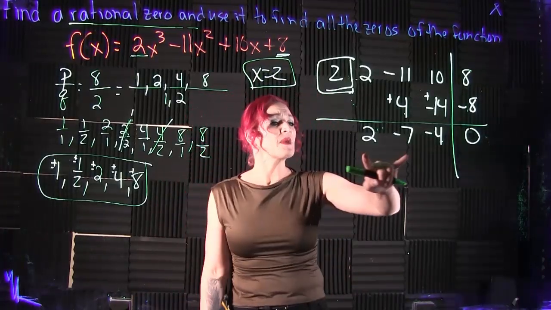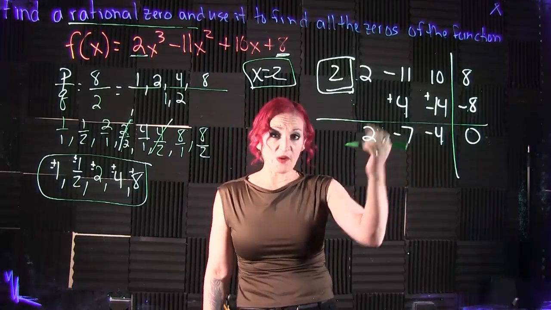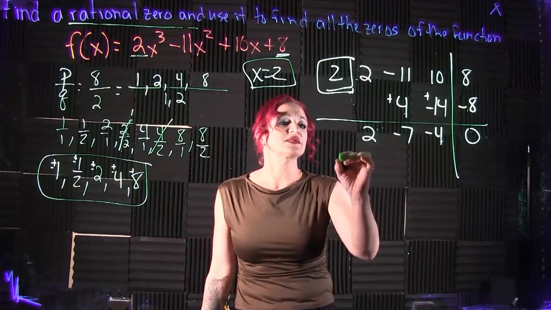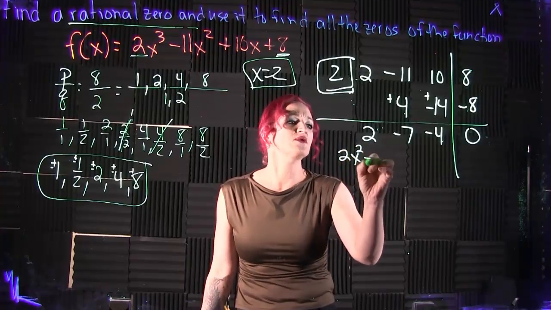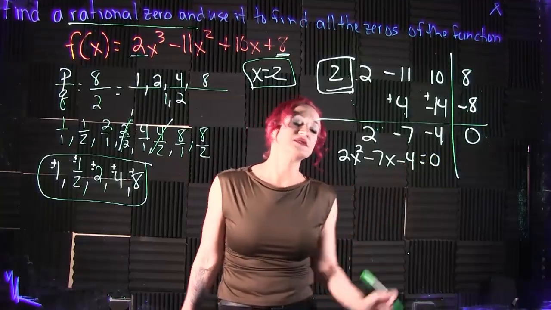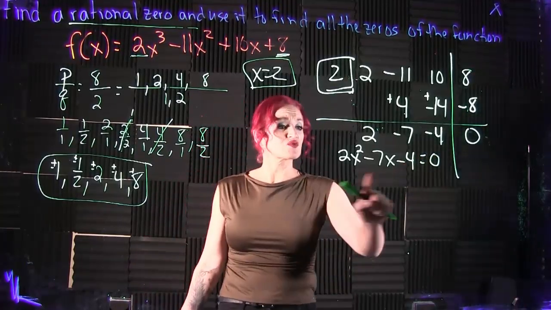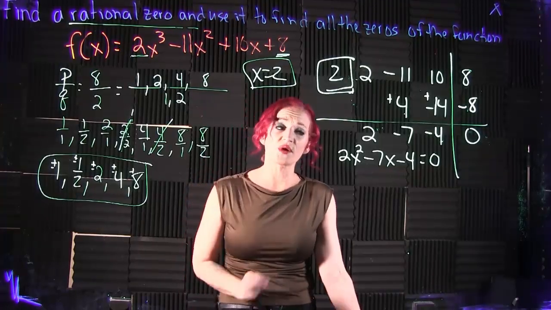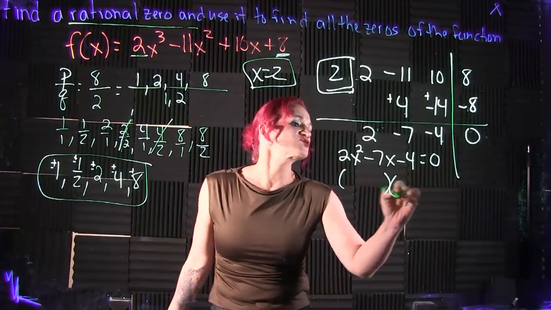Keep in mind that the remaining numbers that we get here represent the coefficients for our quadratic equation. That means this is 2x squared minus 7x minus 4 equal to 0. With this quadratic equation that we're left with, we either need to factor it or use the quadratic formula. So I'm going to try and factor this.